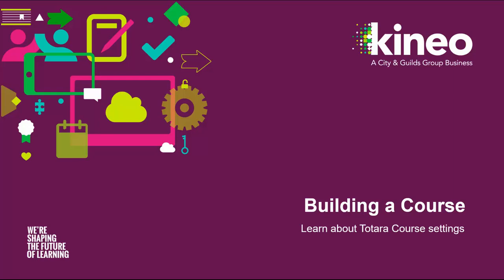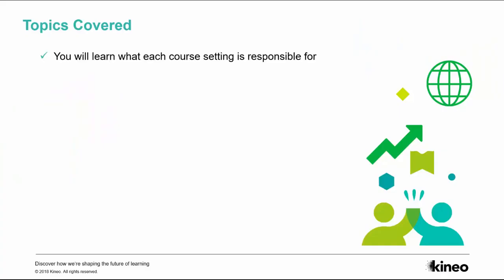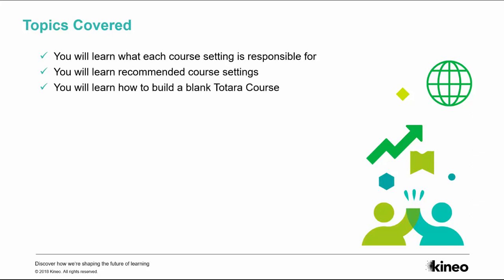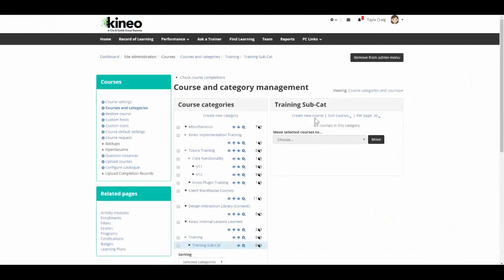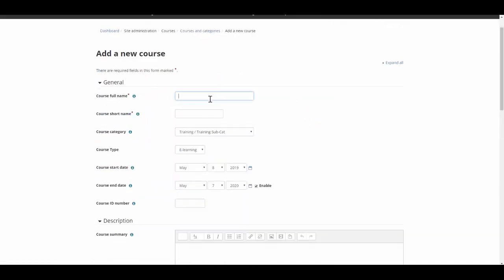Once you've built out any course categories you may need initially, you can begin building out your courses on your Totara site. From within the course category section, click the Create New Course link. Give your course a name.